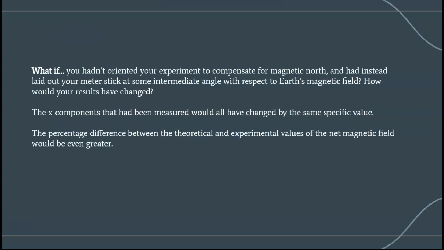What if you hadn't oriented your experiment to compensate for magnetic north and had instead laid out the meter stick at some intermediate angle with respect to Earth's magnetic field? How would your results have changed? The x components that we would have measured would all have changed by the same specific value, and the percent difference between the theoretical and the experimental values of the net magnetic field would be even greater.